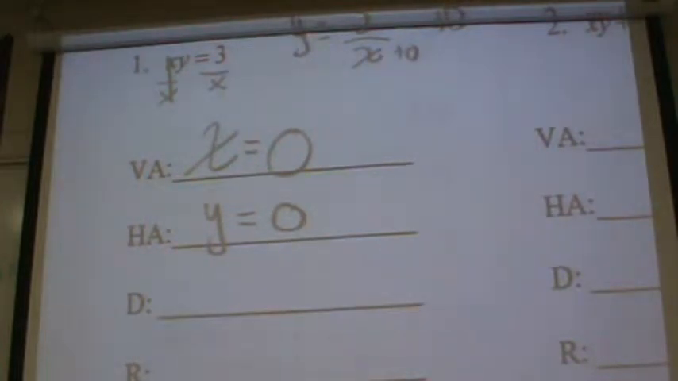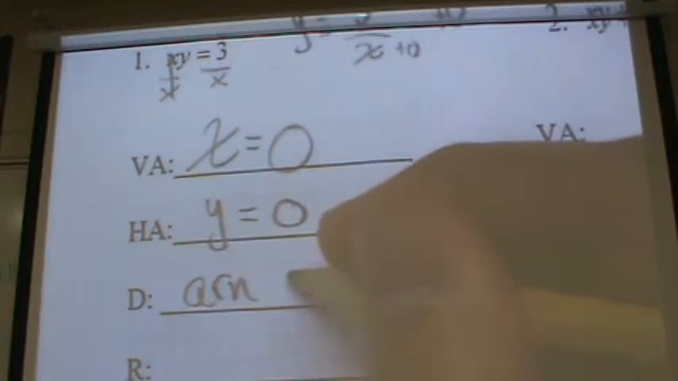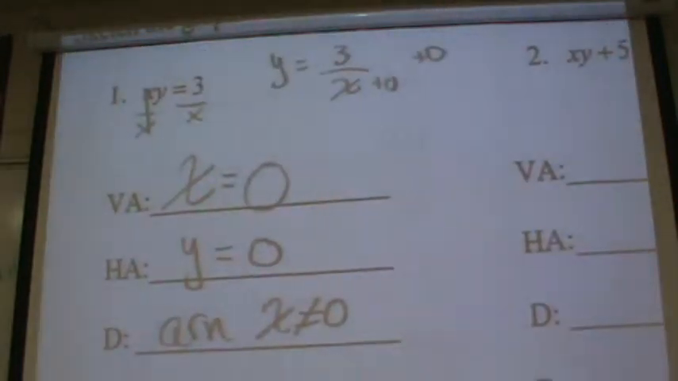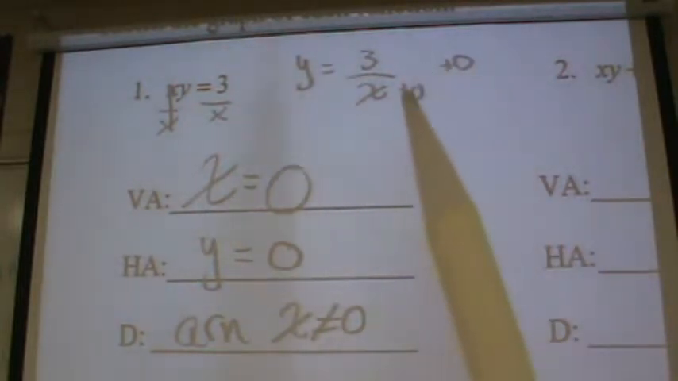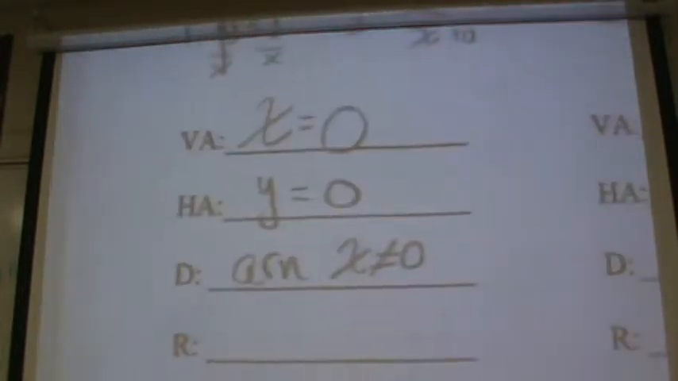Does anyone remember how to find the domain? All real numbers, x cannot equal 0. Right. And it doesn't equal 0. If it was any other set of numbers, then you'd change it, but because they're both 0, it shouldn't be 0. And the same thing for y.